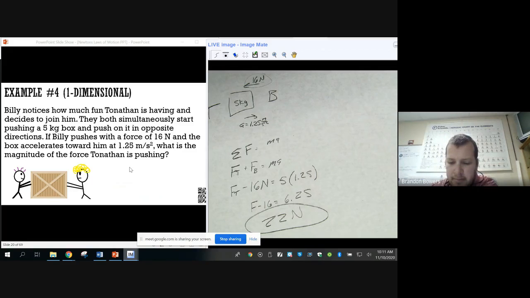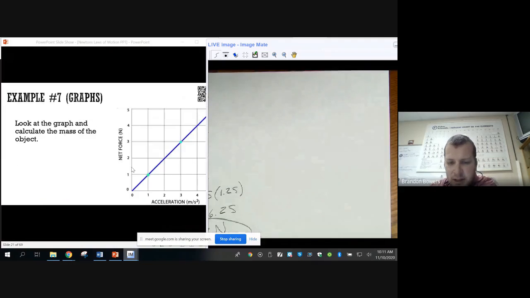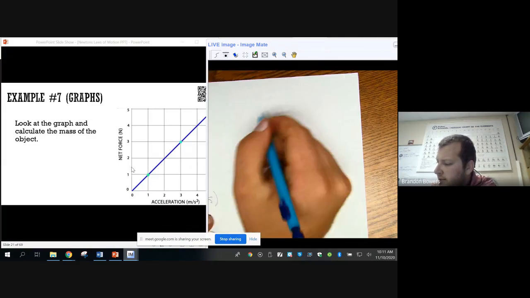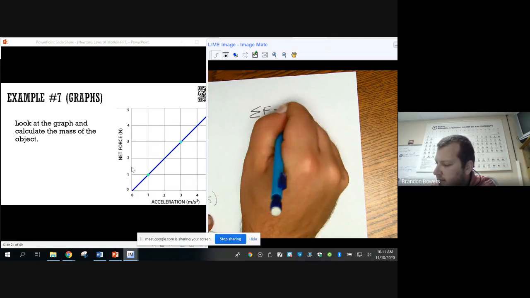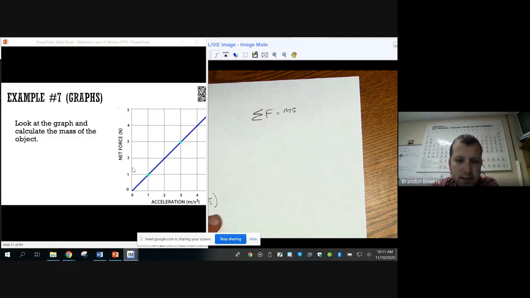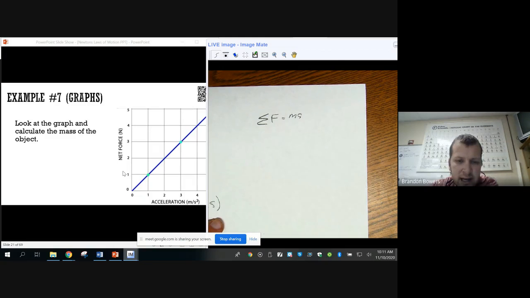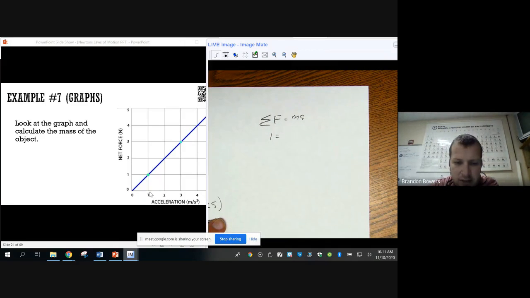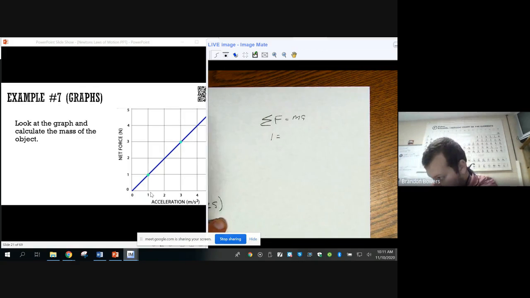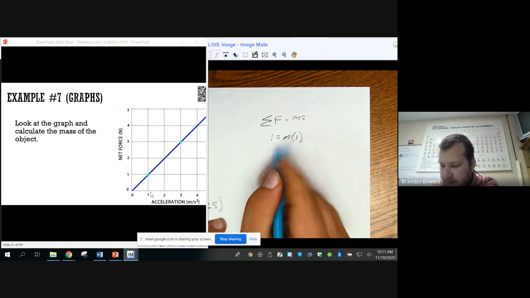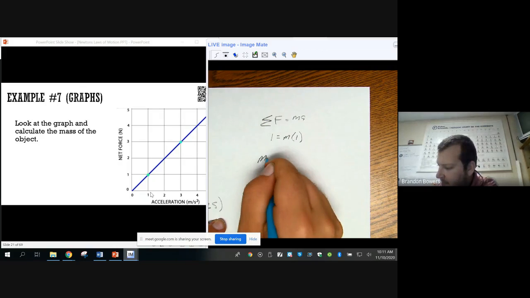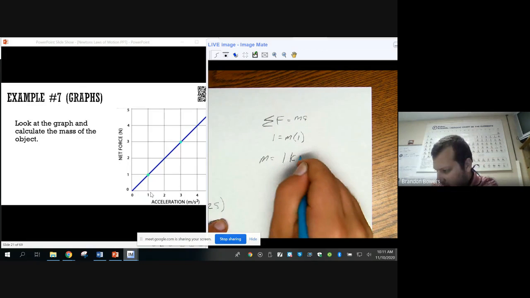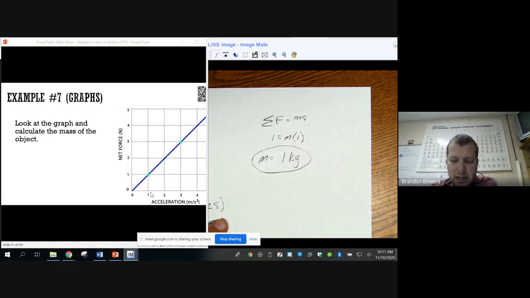Now, the next couple, we're going to be analyzing graphs. So if we look at this first graph, we're still looking at the sum of forces is equal to mass times acceleration. On the left-hand side, on the y-axis, we have newtons. So I'm going to look at 1 newton. When force is equal to 1, my acceleration is also equal to 1. So if I divide the 1 over, my mass is equal to 1 kilogram. That wasn't too bad.